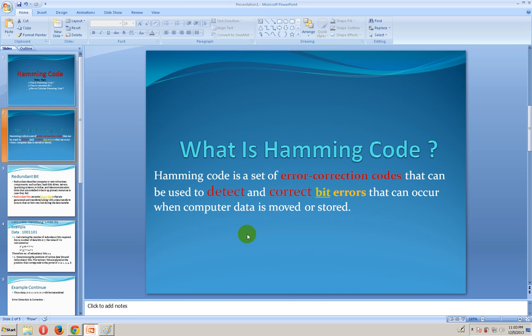So now the question is, what is Hamming code? Hamming code is a set of error correction codes that can be used to detect and correct bit errors that can occur when computer data is moved or stored. That means Hamming code is the way to detect and correct. What to detect and what to correct? Detect the bit errors and correct the bit errors. This is the way to do that.